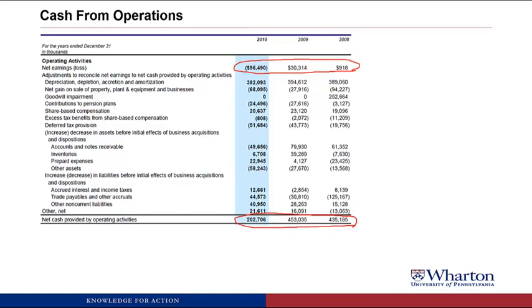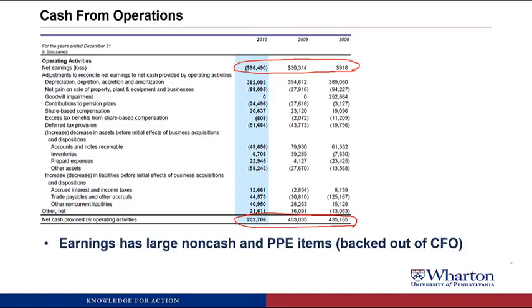So looking at the items that cause earnings to be different from cash flows, we can see right away that earnings has some large non-cash items and items related to property, plant, and equipment that get backed out of earnings to get the cash flow. And of course, the big one here, which we saw in the last video with EBITDA, is the depreciation, depletion, which is $382 million. So basically, that $382 million doesn't affect cash flow. We still have cash coming in, but it affects earnings.